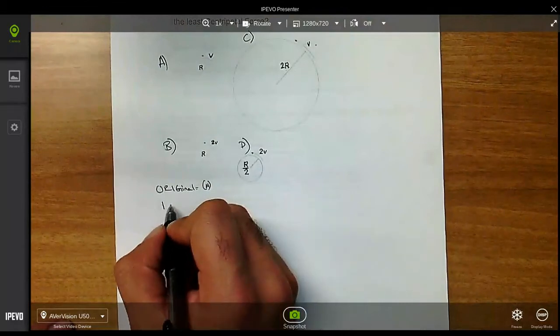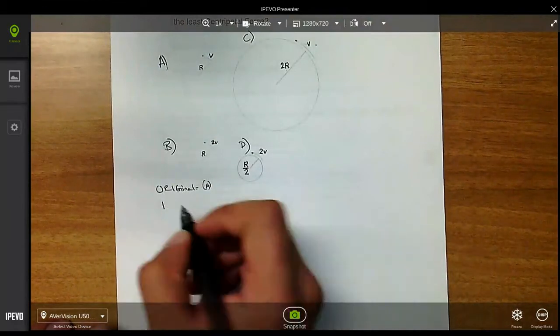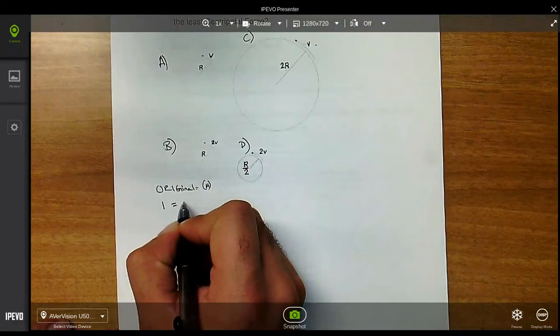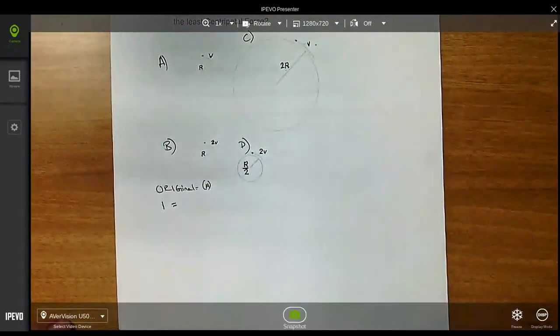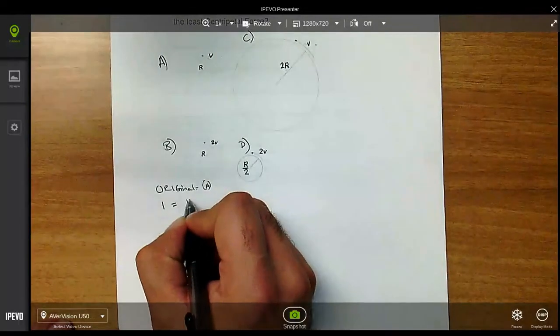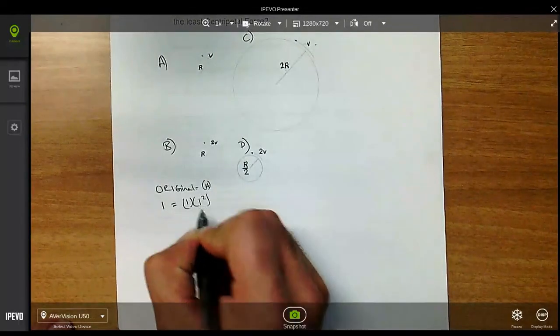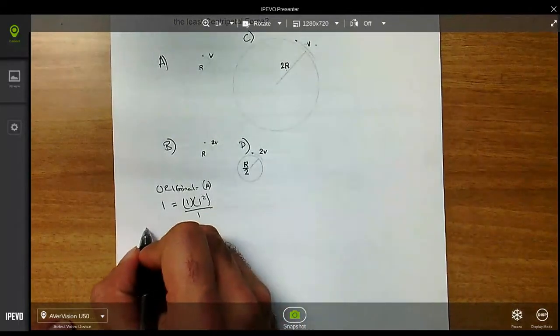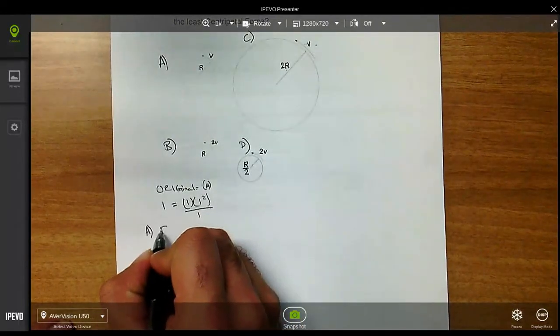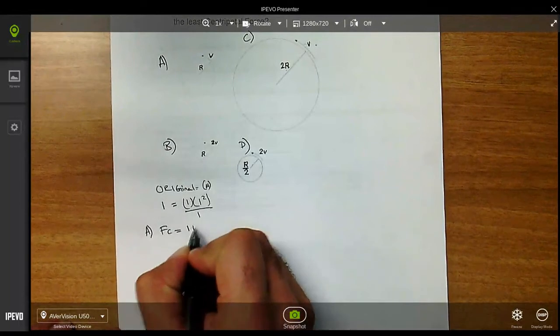So for the original, our centripetal force, we're going to set it equal to 1. The only way this works is if everything else is also equal to 1. Remember that it's mass times velocity squared divided by r. So it's 1 squared over 1. So for letter A, the Fc is equal to 1 Newton.